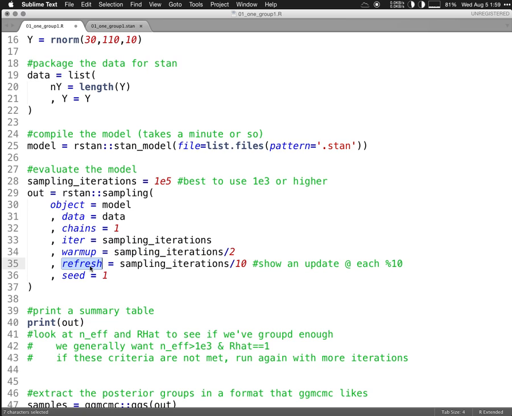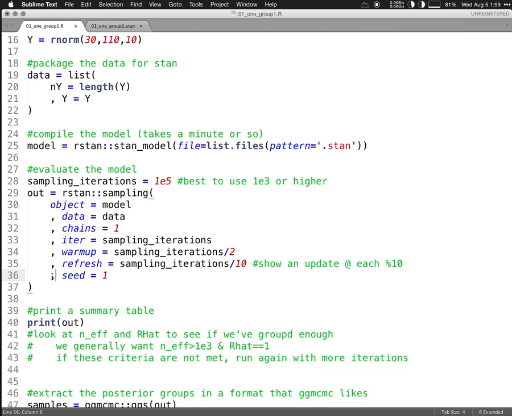Refresh gives you a little update as it goes. So I'm asking it for an update for every 10%. If I wanted it for every percent, I'd put another 0 there, to get just a visual indicator of progress that frequently.